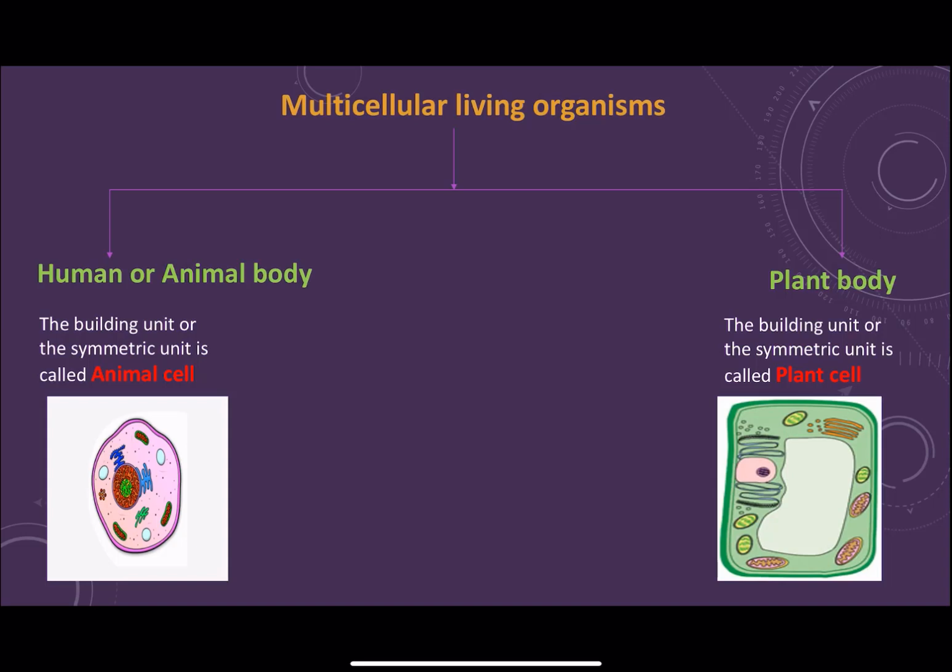I will repeat it again. The multicellular living organisms have examples like humans, animals, and plants. But these three examples are composed of different types of cells. So I classify them according to types. The first one, human or animal body, because it contains the same type of building unit, which is the animal cell. While the second type, the plant body, because it contains a different building unit, which is called the plant cell.